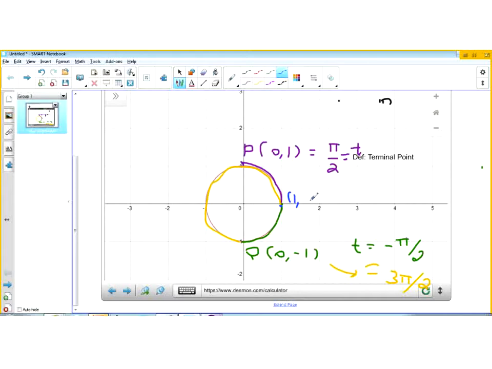So if I start at the point 1, 0. You always start at the point 1, 0. Basically, this is considered the origin for the unit circle. And I go negative pi halves, negative pi, and then finally negative 3 pi over 2. And so the terminal point for t equals negative 3 pi over 2 is the same point. So pi over 2 and negative 3 pi over 2 have the same terminal point. All right, so let's do a couple more examples.